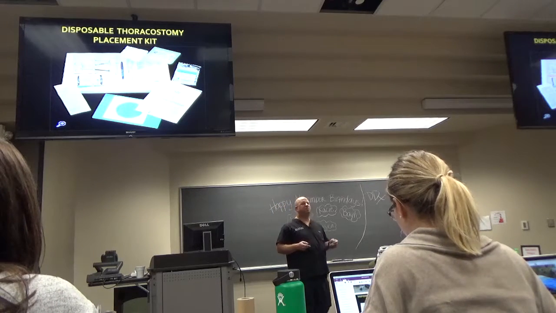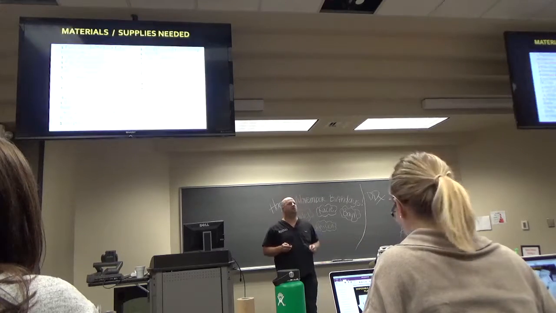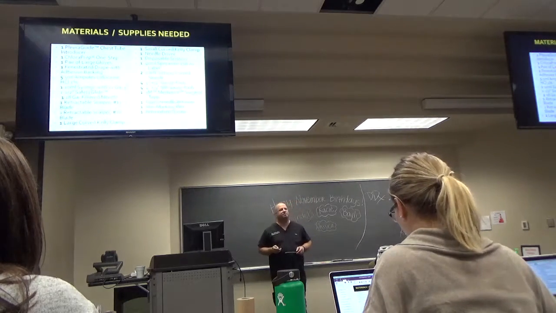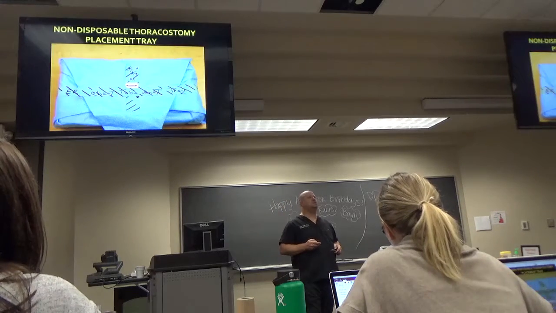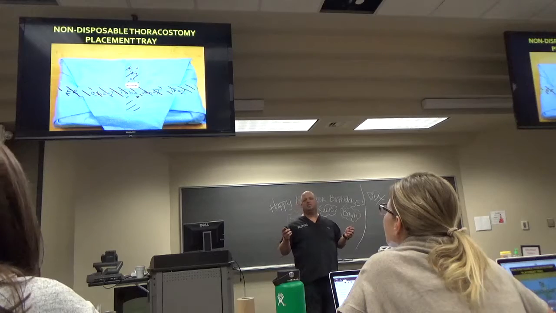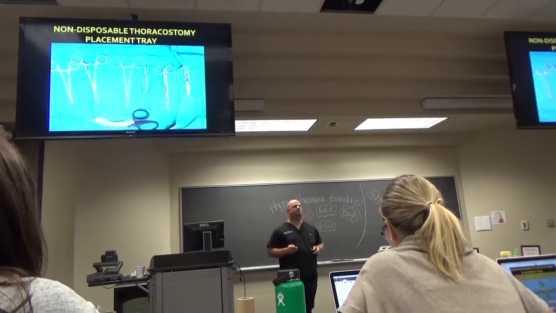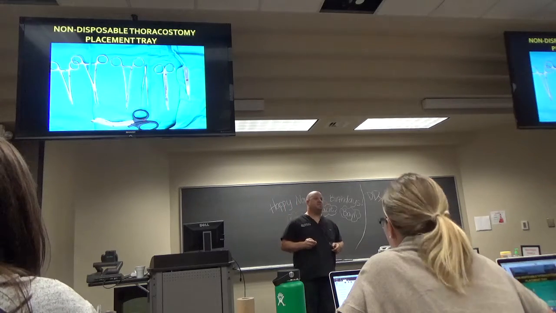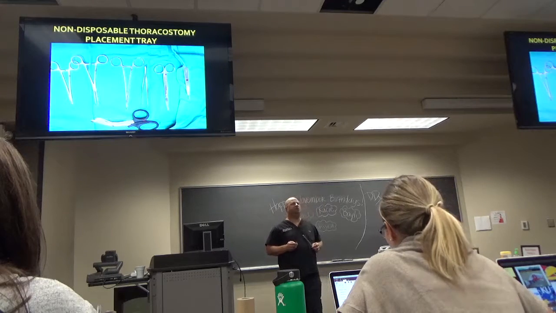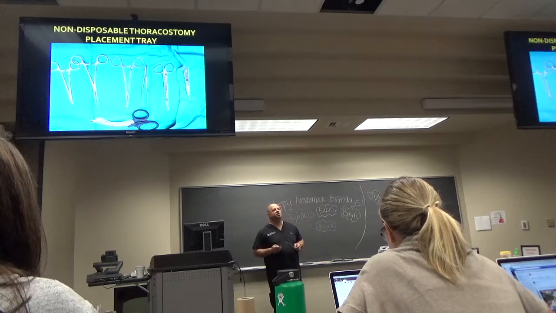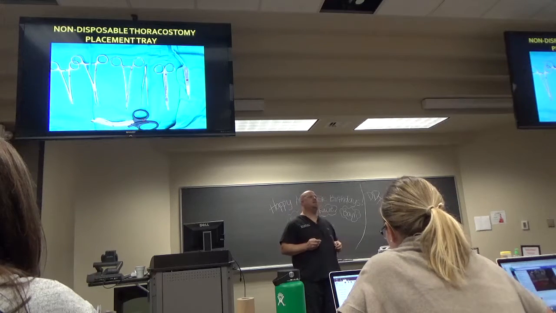Okay? This is a disposable thoracotomy placement kit, which is what I have here. I'll show you all here in a little bit. Okay? It's got all the stuff in it. It's got gauze pads, it's got petroleum gauze, all your instruments. Here's a non-disposable. These are instruments that we have to get sterilized in central sterile. You have a scalpel, you have scissors, you have forceps and pickups, needle driver, curved hemostats, trauma shears. The big curved Kelly is really what you need, which is a small Kelly there.